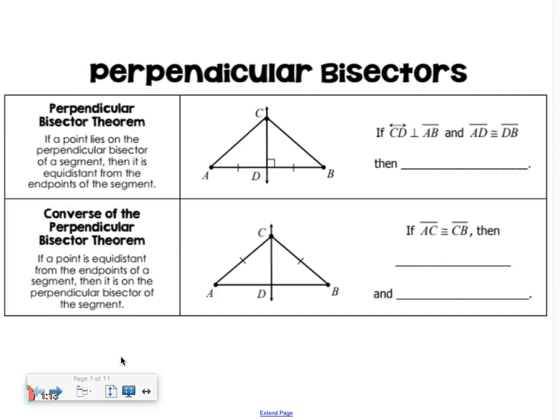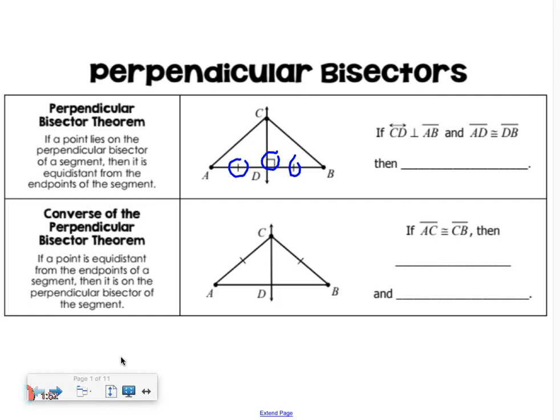Okay, so which one of my lines up here is my perpendicular bisector? CD, right? And you can tell there's your right angle. And how do you know it's bisecting AB? The tick marks. Perfect. So what this is saying is that C is your point, and it's equal distance from A and B. That's the whole point of this. So if you're given the perpendicular bisector, then C is equal distance from A and B.